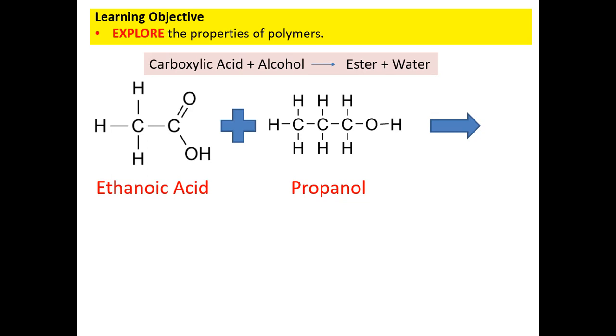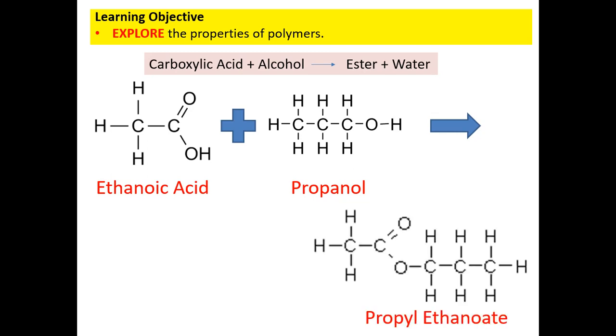Now our general equation, carboxylic acid plus alcohol gives ester plus water. So we've got to think about what that ester is going to be called. Now remember, the alcohol gives the first part of the name, and the carboxylic acid gives you the second part of the name. So propanol becomes propyl, ethanoic acid becomes ethanoate, so you would have propyl ethanoate.